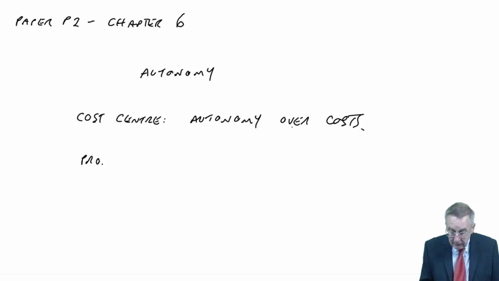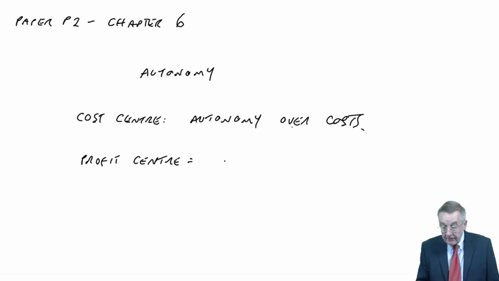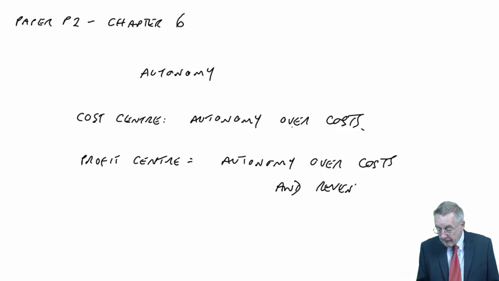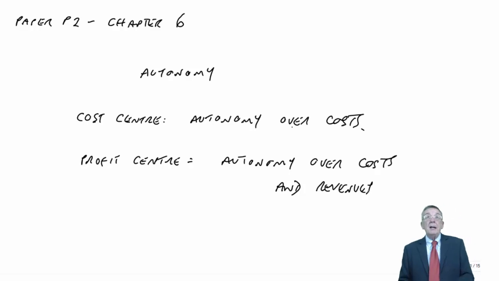Secondly, a profit centre. Here's where the manager has autonomy over both costs and revenues. So fine, you're in charge of your costs, but you're also in charge of the revenue. You can fix your own selling price. You're responsible for everything. We call that a profit centre.